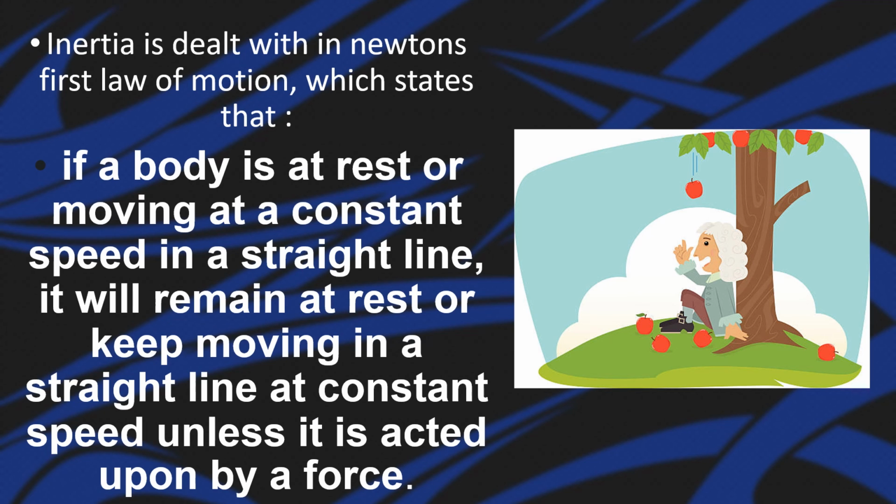Inertia is dealt with in Newton's first law of motion, which states that if a body is at rest or moving at a constant speed in a straight line, it will remain at rest or keep moving in a straight line at constant speed unless it is acted upon by a force. Hence, Newton's first law of motion is also known as the law of inertia.